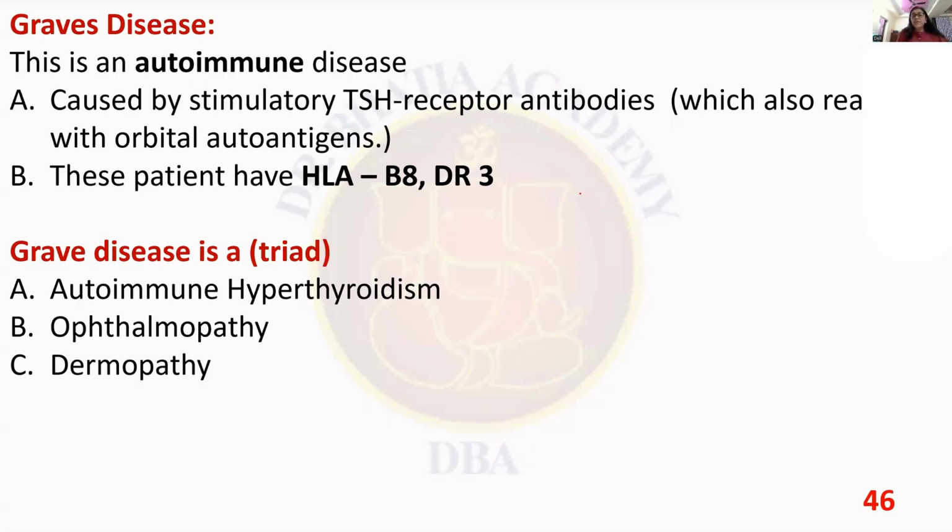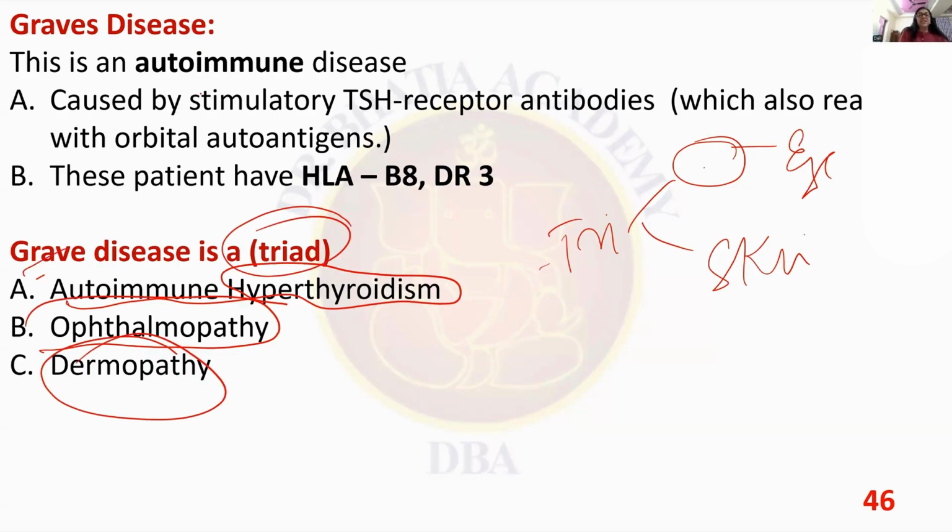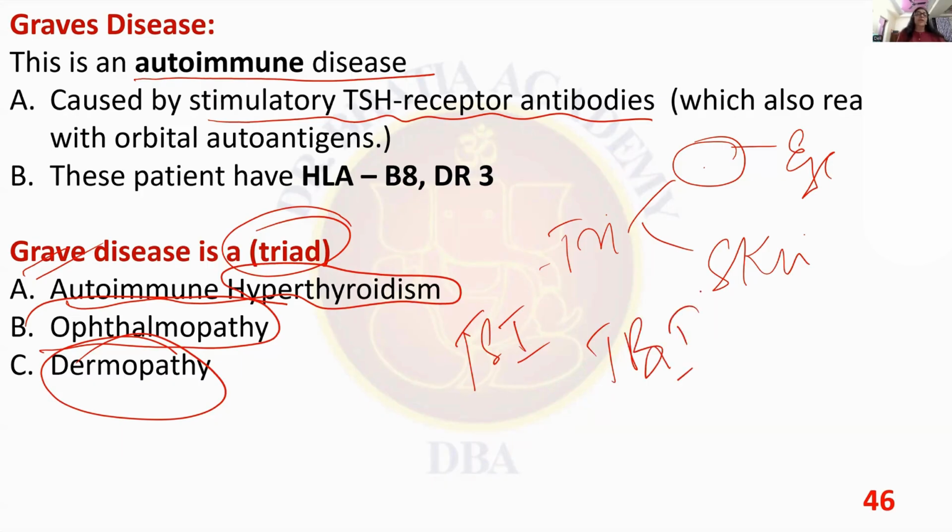Coming to Graves. Graves is an autoimmune condition and it is a triad. It will also have eye signs. It will affect your eye, that is ophthalmopathy. It will also affect your skin, so there is dermopathy. So autoimmune hyperthyroidism, ophthalmopathy and dermopathy is Graves' disease. It is caused by stimulatory TSH receptor antibodies, which we also call TSI or thyroid stimulating immunoglobulins. These patients are HLA-B8, DR3 positive. So HLA-B8-DR3 is associated with Graves' disease.